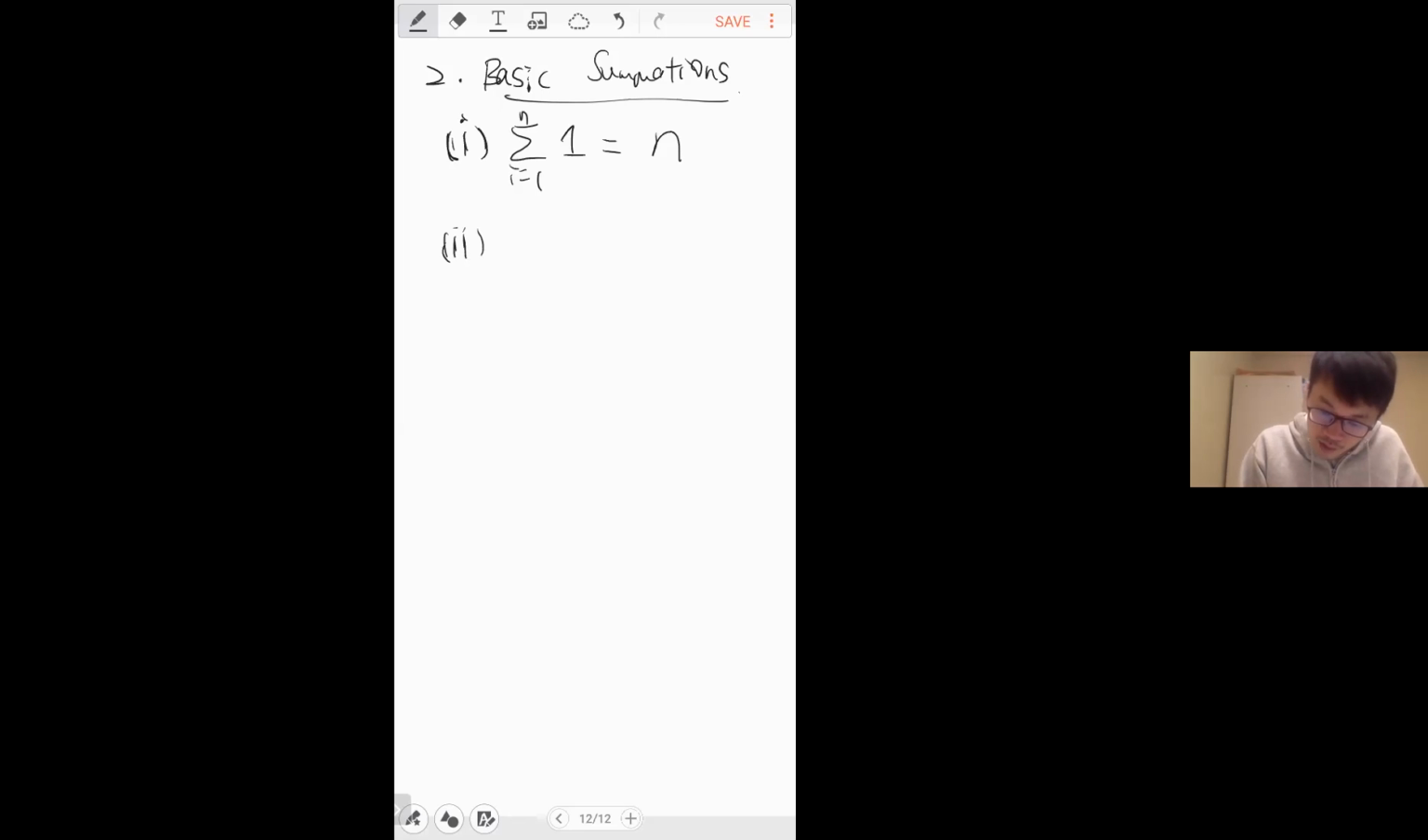And the second formula, I'm not going to prove that. You can search it online if you want. So the summation of i, this works for any constant, right? Yes. We'll talk about that in a second. So the summation of i goes from 1 to n. This is actually the same as saying 1 plus 2 plus 3 plus 4 plus 5 all the way up to n. The formula is n times n plus 1 divided by 2.